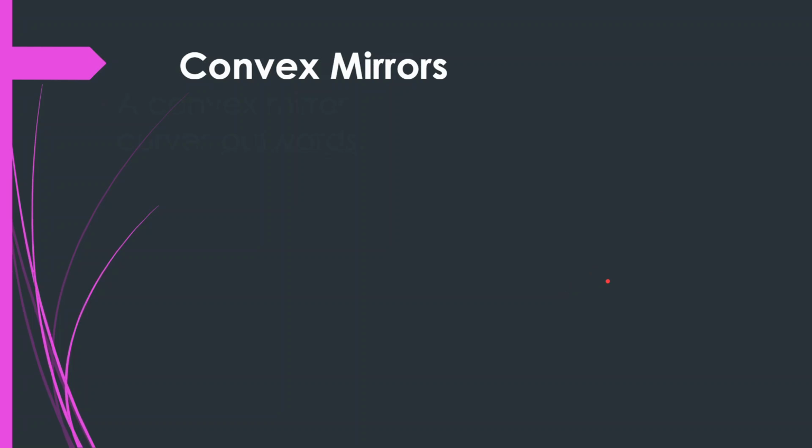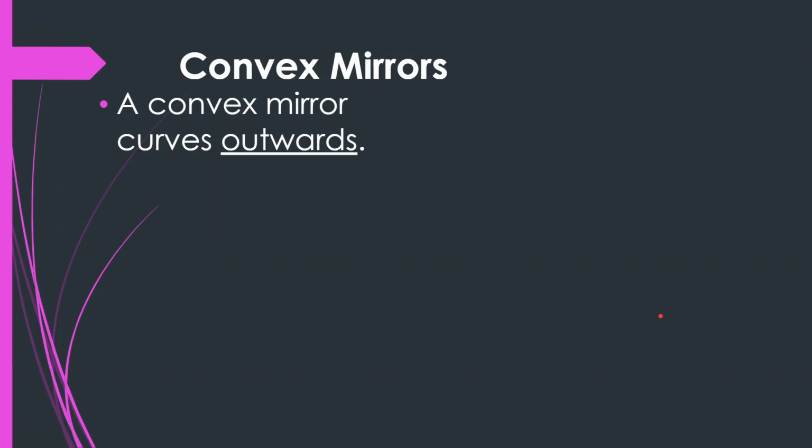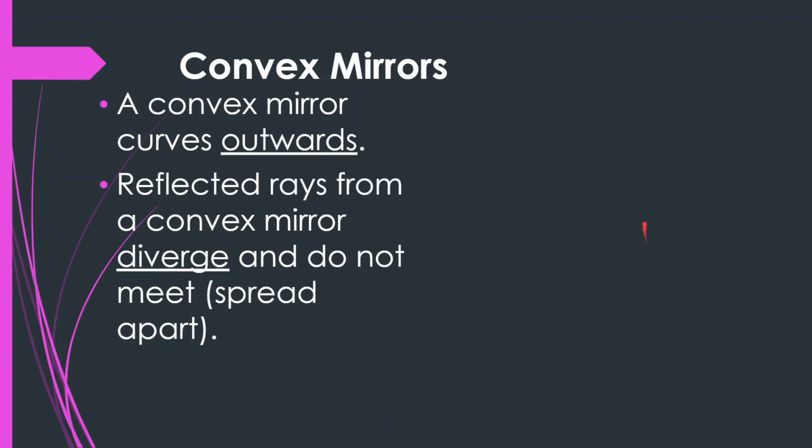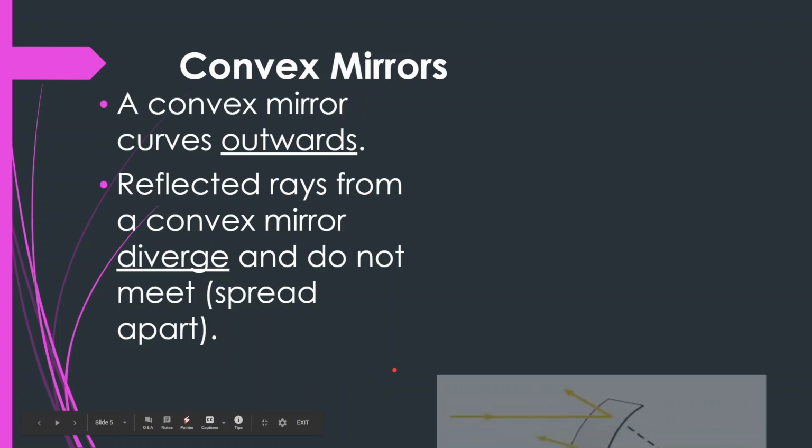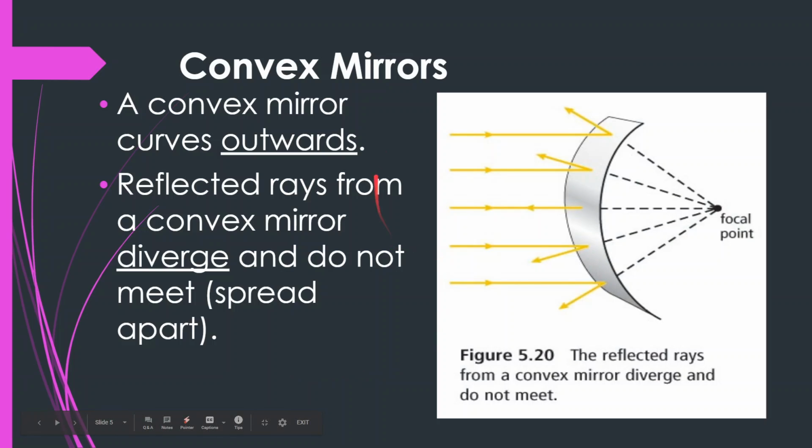But there are other types of mirrors too. We have a convex mirror that curves outwards, kind of like a bubble mirror going towards you. The reflected rays from a convex mirror don't go straight, but they diverge, so they spread apart. So here's a little diagram. A light ray is coming straight towards this mirror, but it's curved, so it bounces away.